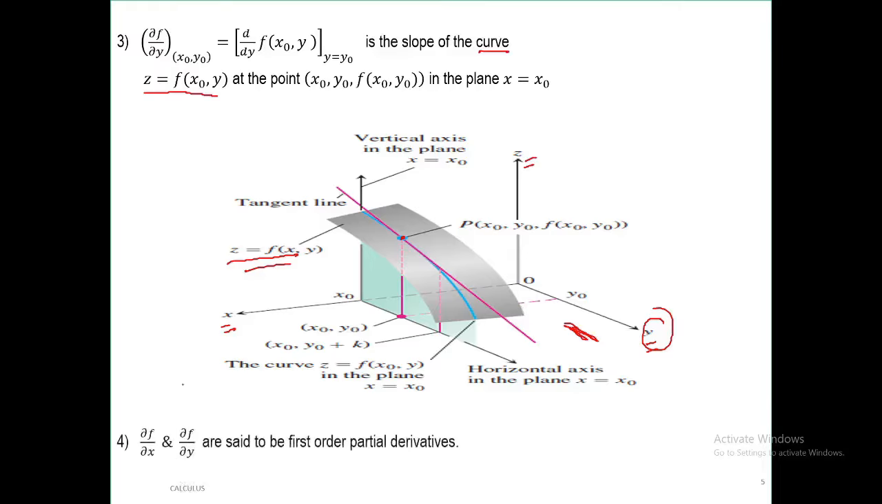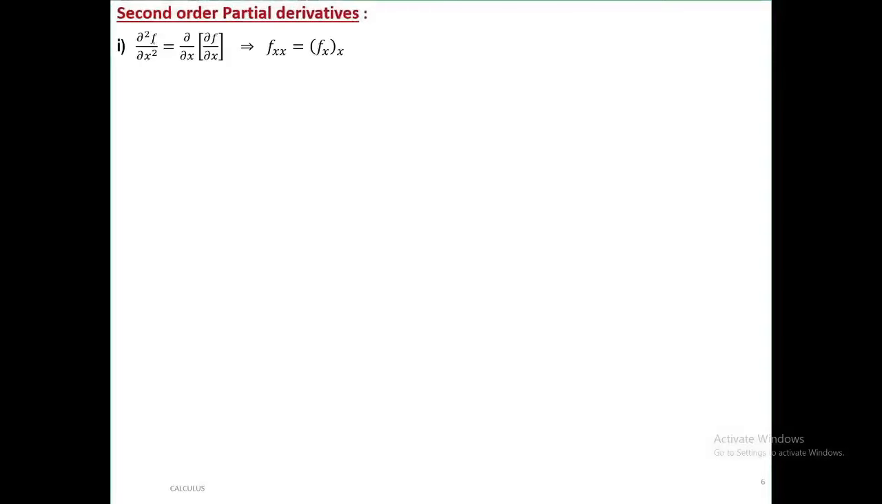Next, dou f by dou x and dou f by dou y are said to be first order partial derivatives. First order means only one time you are doing the derivative with respect to x or y. That is called a first order partial derivative. Next one, second order partial derivative. Dou square f by dou x square. That means two times you are doing the derivative.